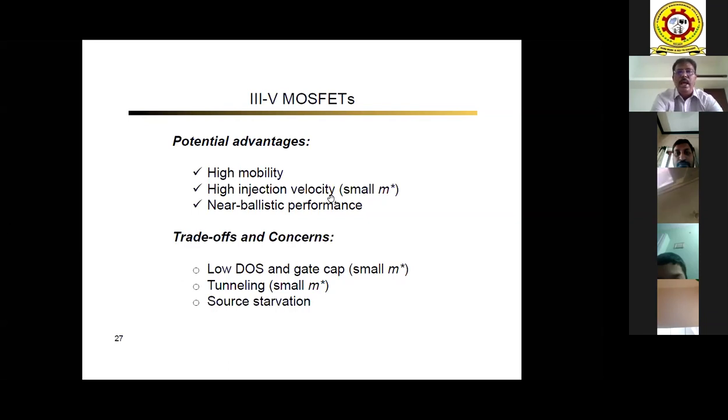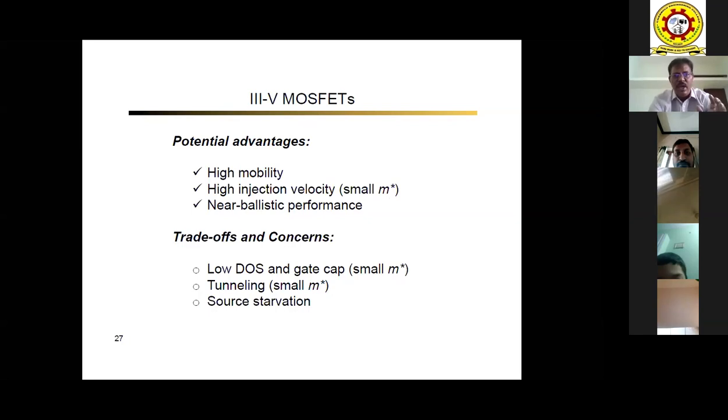Okay, this happens with small m. If the mass of your carrier is quite heavy, then injection velocity may not be that predominant anymore. So by looking at the small mass, you are able to move the carrier easily and thereby inject velocity. This happens at near ballistic performance. Now I would like to give a simple explanation of this ballistic performance, as this term may be relatively new to some of us.